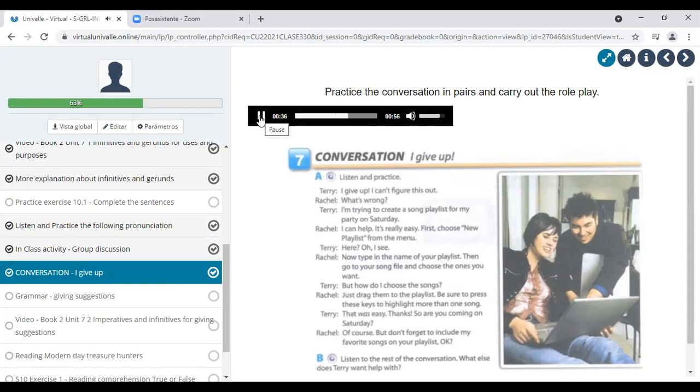But how do I choose the songs? Just drag them to the playlist. Be sure to press these keys to highlight more than one song. That was easy. Thanks. So are you coming on Saturday? Of course. But don't forget to include my favorite songs on your playlist, okay?